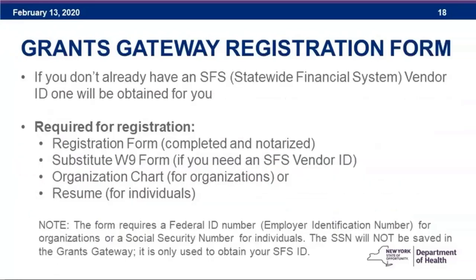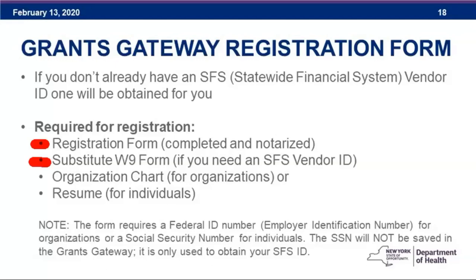So the form, if you don't already have an SFS vendor ID, that's the statewide financial system, that's where we start. So with the form, you're going to be providing us that registration form, which is completed and notarized. And then if you don't have an SFS vendor ID, this substitute W-9 form just asks a few questions, really asks for your Social Security number or your federal ID number, and that's what we use to give to SFS to obtain you this vendor ID. And that's really where we have to start.